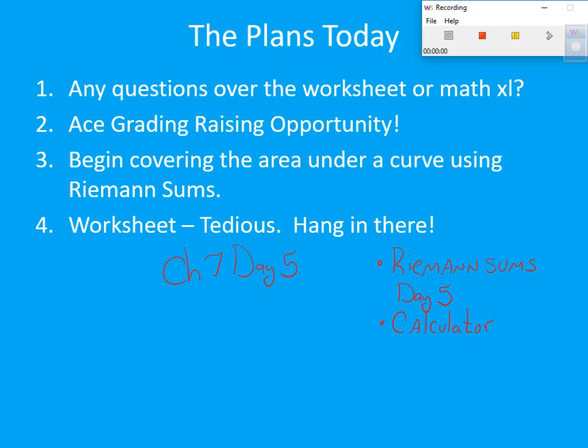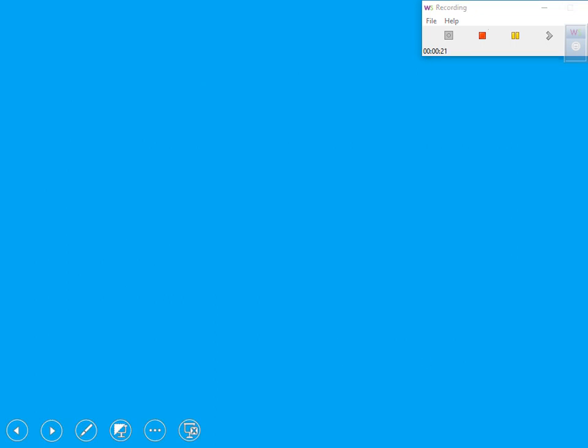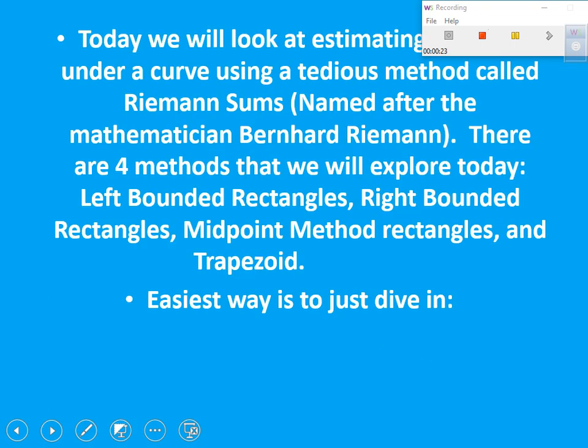Riemann sums. What we do today is we continue our studies of finding the area under a curve. What we're really building to is the fundamental theorem of calculus. Today's method is a little tedious, because you're going to be given some curve, and we're going to be putting rectangles and trapezoids under this curve and adding up those areas.